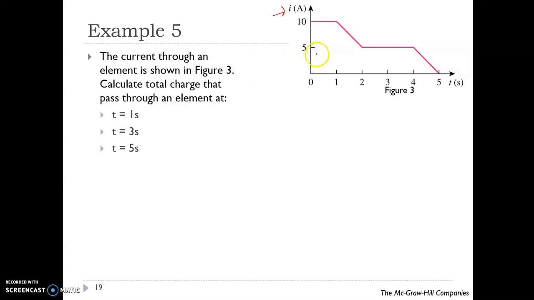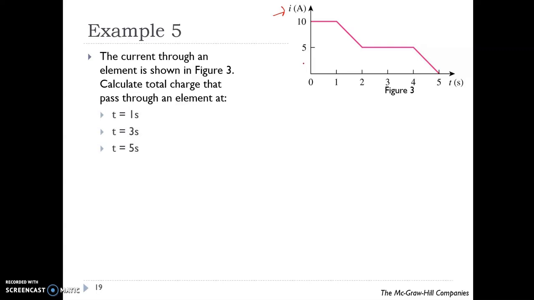So for this example, there are two methods to solve for the total charge. One is straightforward, another one is quite lengthy. I'll use the method that is quite lengthy to solve for the charge first, and then we'll discuss the method that is easier.